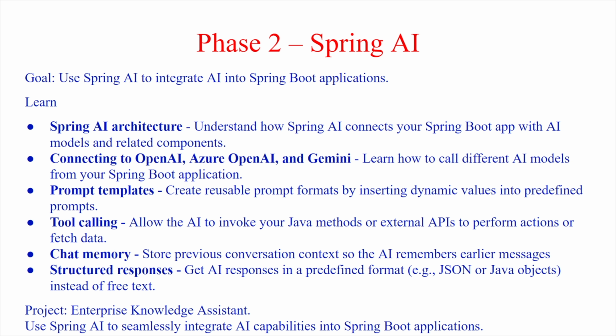The last one is structured response, so that you get the AI responses in a predefined format instead of free text or HTML kind of stuff. So an example would be, use AI to seamlessly integrate the AI capabilities into a Spring Boot application.